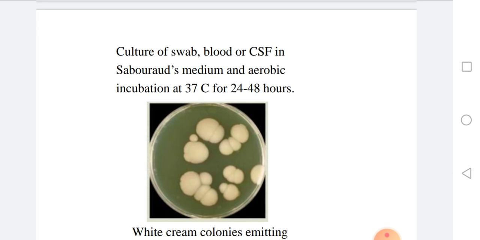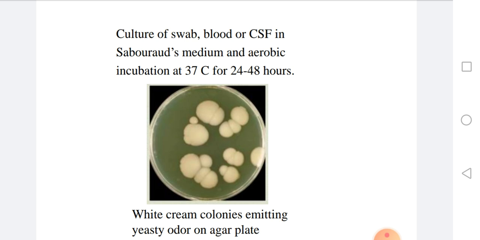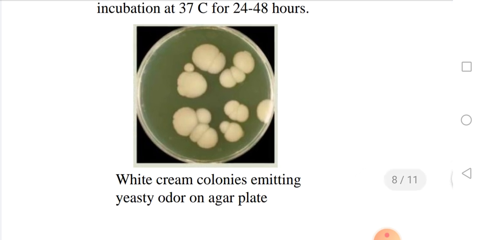Then you can culture. Candida albicans can grow in some bacterial media, but the best medium for it is Sabouraud's medium. The incubation is aerobic, that is, it needs oxygen from the air. The best temperature is 37 degrees for 24 to 48 hours. So then you are going to find the growth. The growth is white cream colonies emitting yeasty odor on agar plate. So if you smell it, you smell the yeasty smell. It is very characteristic.